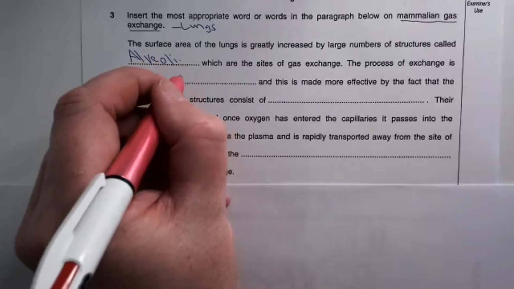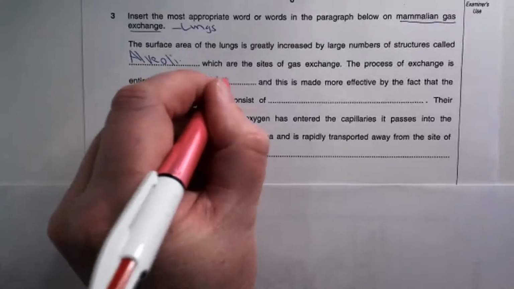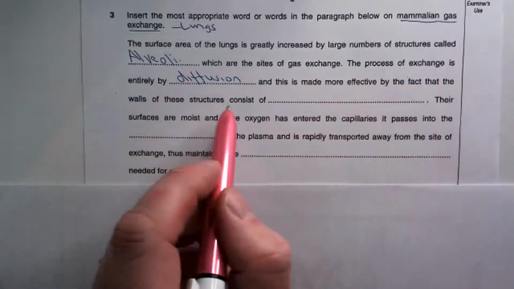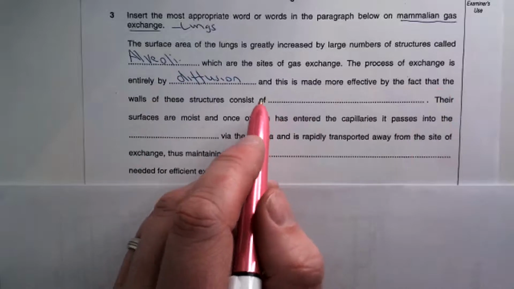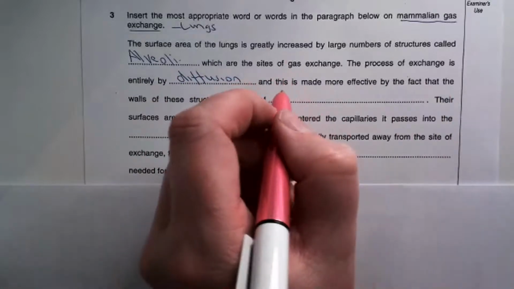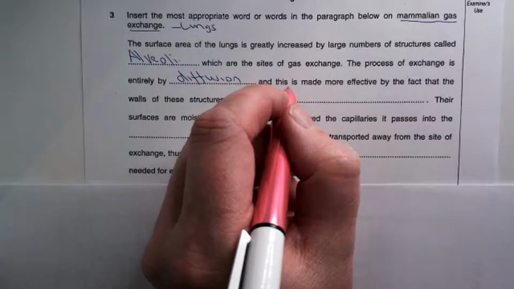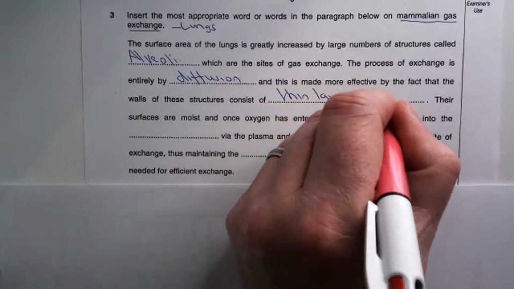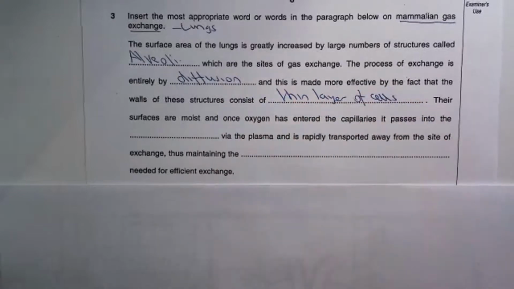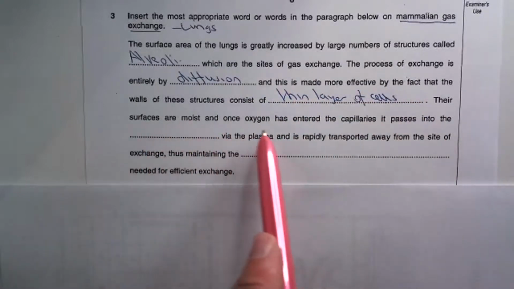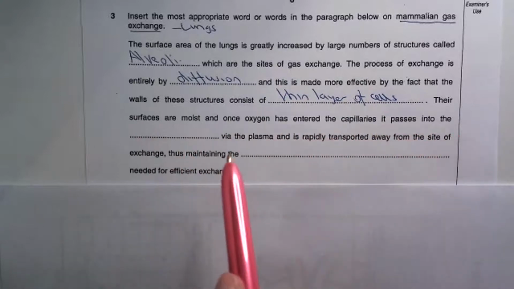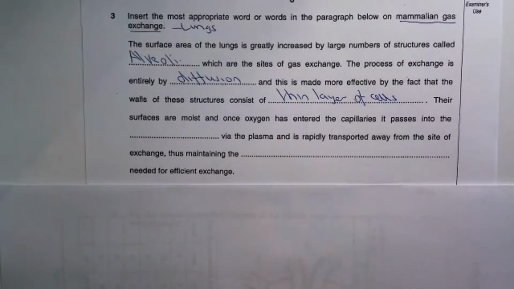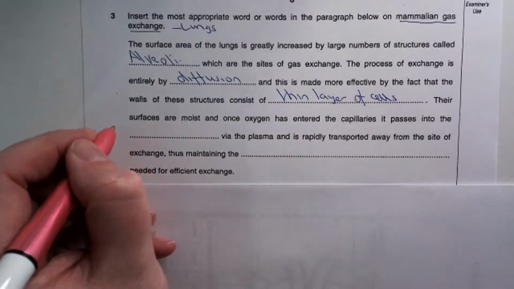So the process here is diffusion. And this is made more effective by the fact that the walls of these structures consist of, well, they're made of a thin layer of cells. So there's a short diffusion distance. The surfaces are moist, and once oxygen has entered the capillaries, it passes into the, well, oxygen, when it goes through the capillaries, it goes into the cells that transport oxygen, which are the red blood cells.